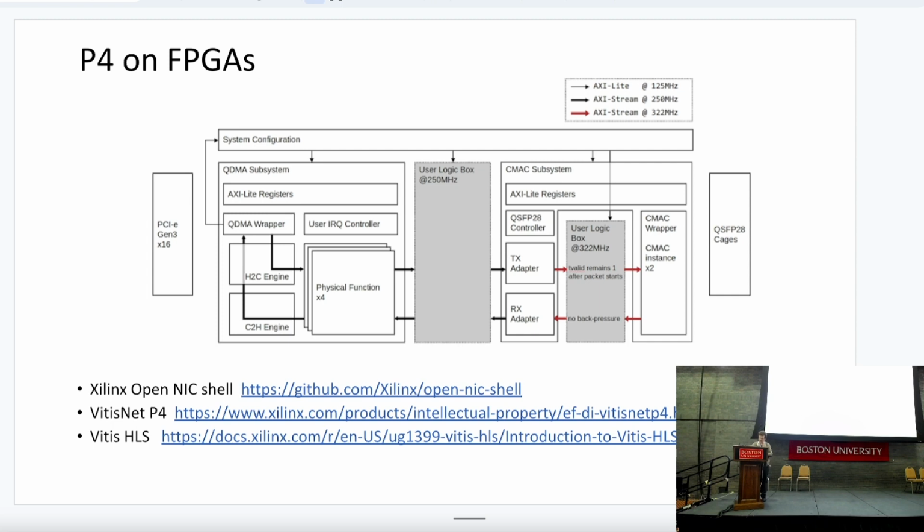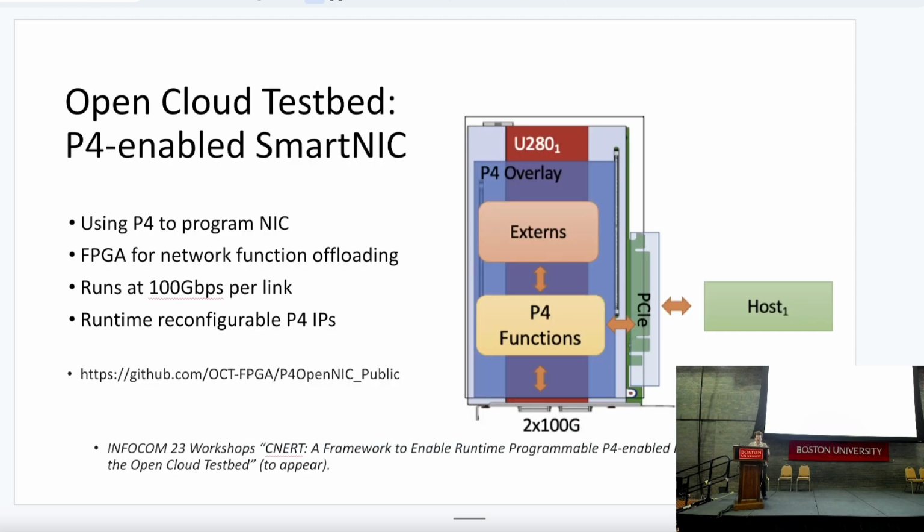So if I look at this closer to our setup, on the Open Cloud testbed with these P4 enabled, basically what it ends up being is a smart NIC. It looks something like this. So I can directly communicate over the network. I can program my networking function on the FPGA.